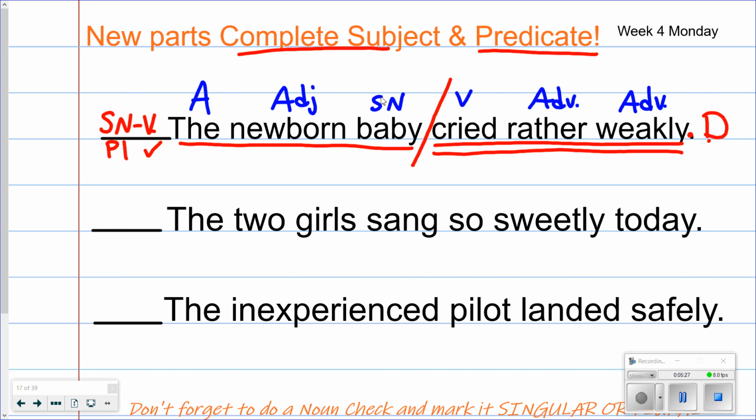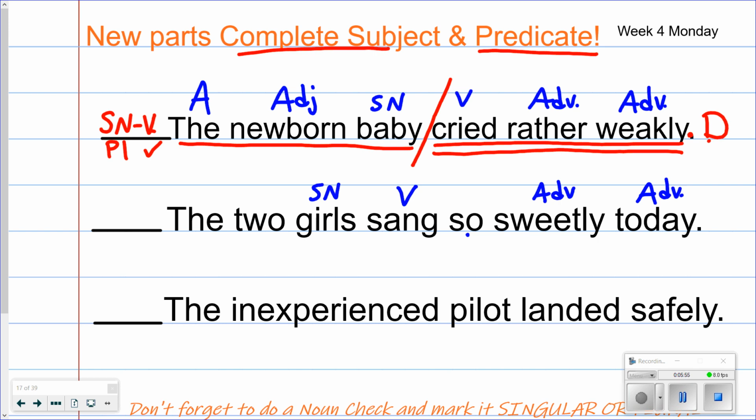Here we go. The two girls sang so sweetly today. Who sang so sweetly today? Girls. Subject, noun. What is being said about girls? Girls sang. Verb. Sang how? Sweetly. Adverb. Sang when? Today. Adverb.